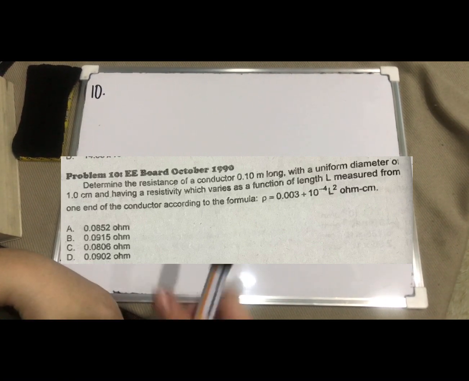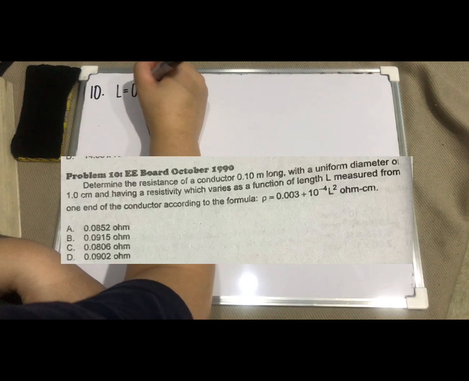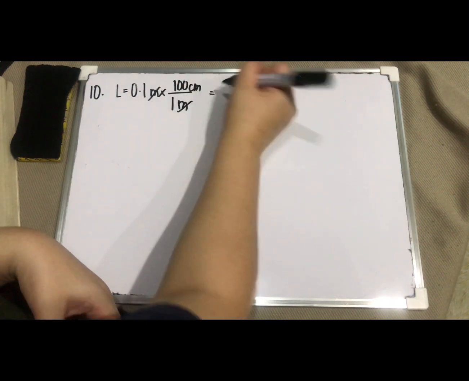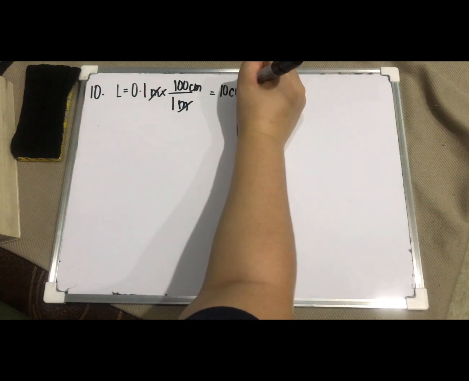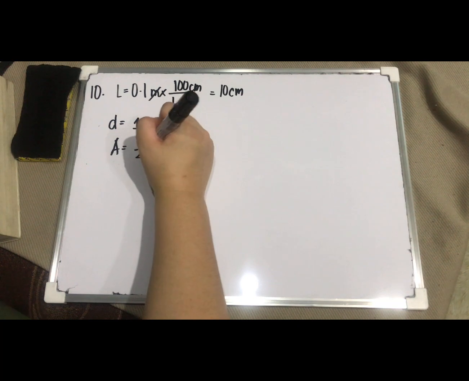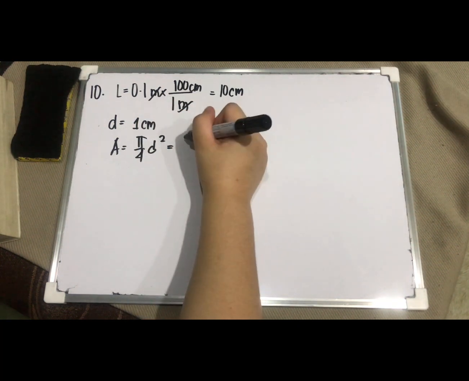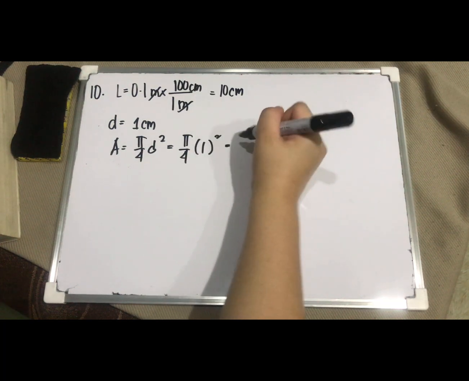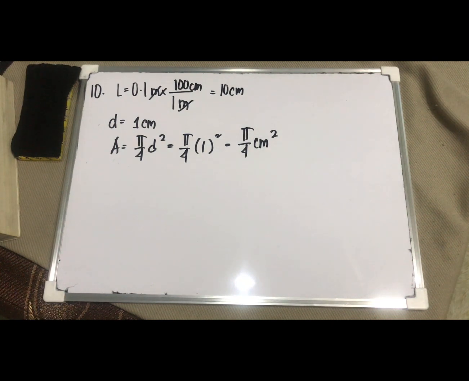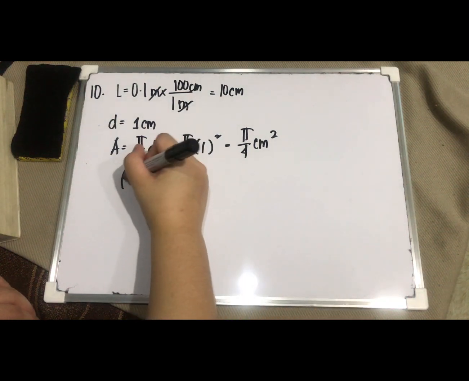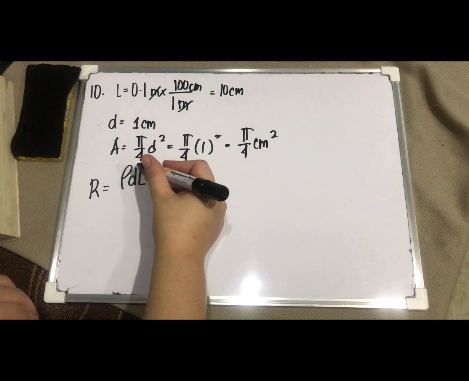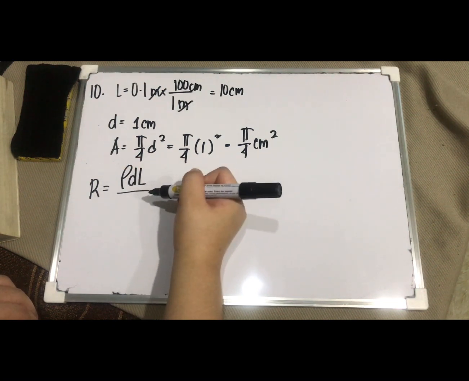So, convert muna natin yung length natin na 0.1 meter in centimeter, magiging 10 cm. And yung diameter natin, 1 cm siya. Para makuha natin yung area, pi over 4 d squared. So, pi over 4 times 1 squared. Magkakaroon tayo ng pi over 4 cm squared na area. And sinabi dun sa problem na i-assume natin na ang resistivity varies directly as a function of L. So, magiging formula natin ngayon, R is equals to resistivity varies directly as a function of L over sa area.